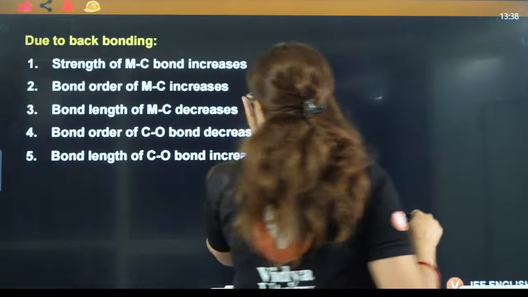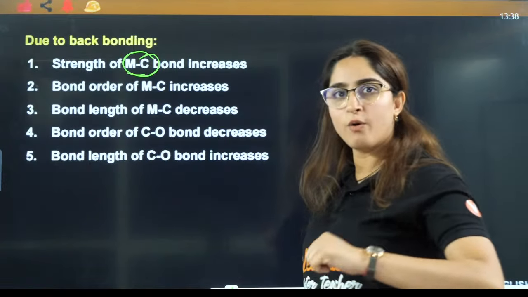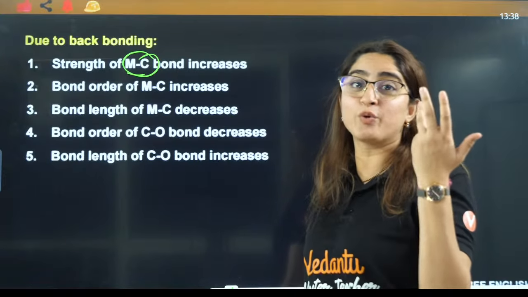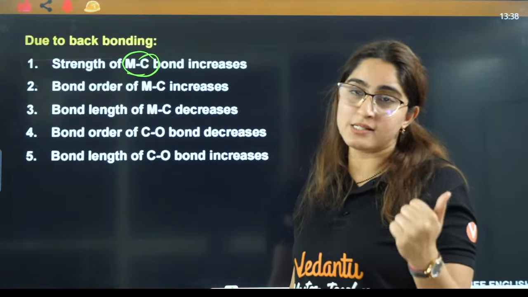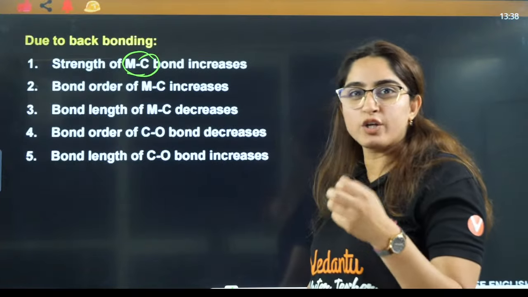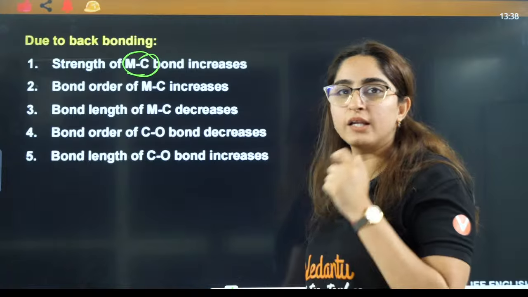Due to back bonding, what happens? The strength of the M-C bond will increase. Now the ligand is like, oh my god, what a beautiful metal here. He is also giving me electrons. I am so blessed. He is not only clever, he is also giving me electrons. So the bond will get stronger between the metal and the ligand, right?